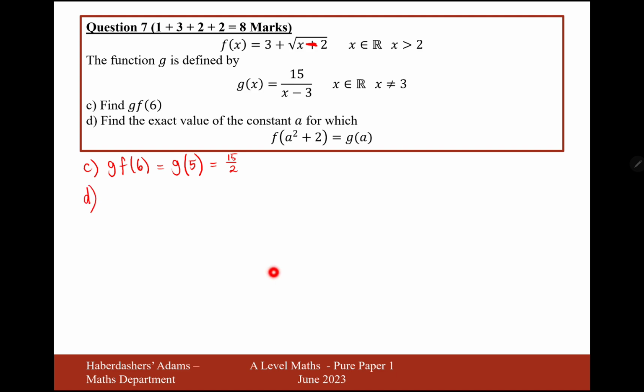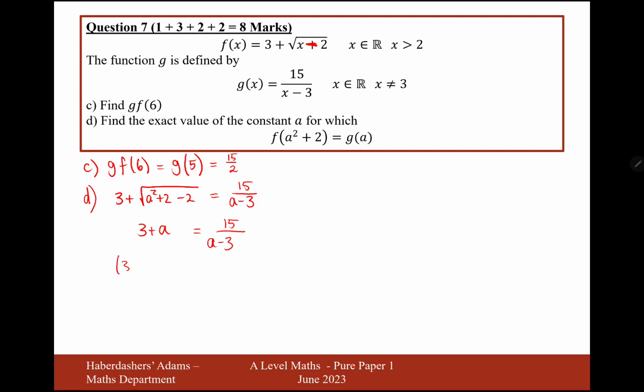Find the exact value of the constant a for which f of a squared plus 2 is equal to g of a. So let's substitute a squared plus 2 into f, a into g, and then solve the equation. So it's going to be 3 plus the square root of a squared plus 2 minus 2 equals 15 over a minus 3. Well, the left-hand side simplifies quite nicely. It's going to become 3 plus a, because the plus and the minus 2 cancel. Square and the square root cancel. Then it's going to become 15 over a minus 3.